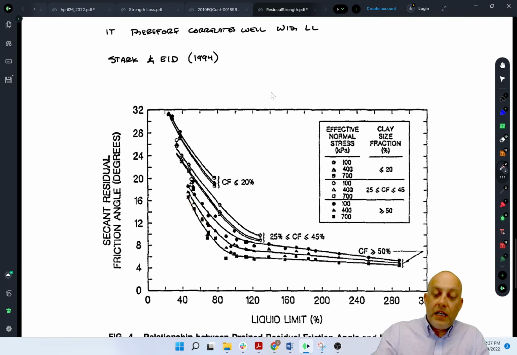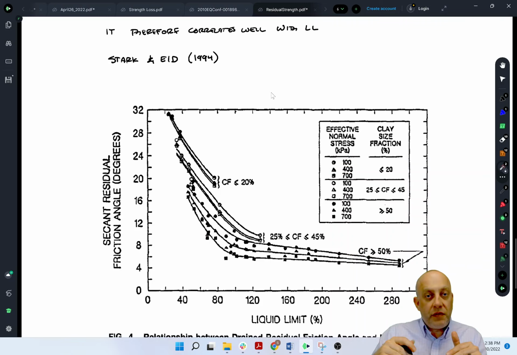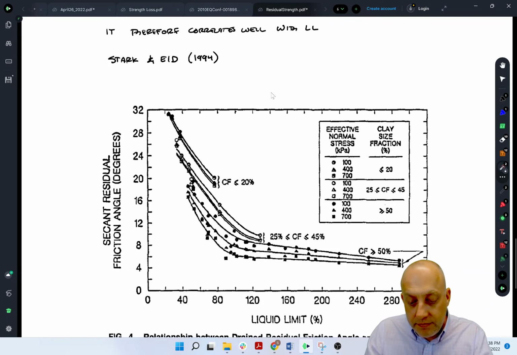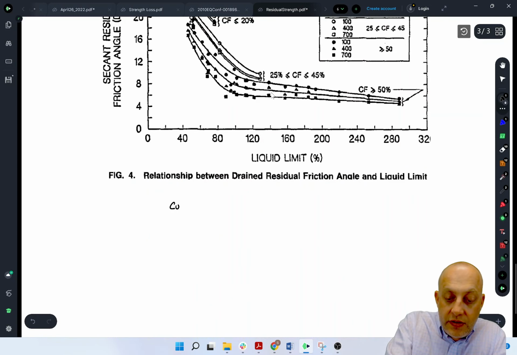And then the 3 different lines are for different effective normal stresses. So the higher friction angles are for 100 kPa vertical stress. The middle one is for 400, and then 700 is the lowest one. So as you increase normal effective stress, you get a lower and lower friction angle. The strength still goes up, right? We're not going to reduce the strength by adding effective stress, but the friction angle goes down. So what that implies really is that there's a curved failure envelope.